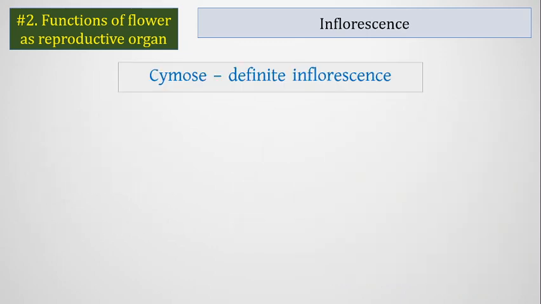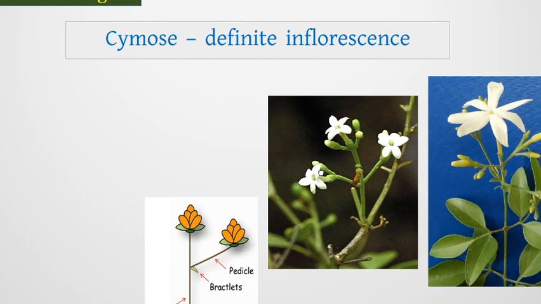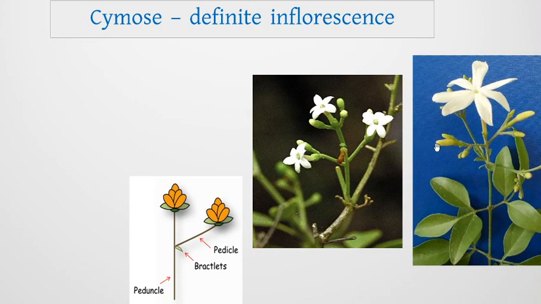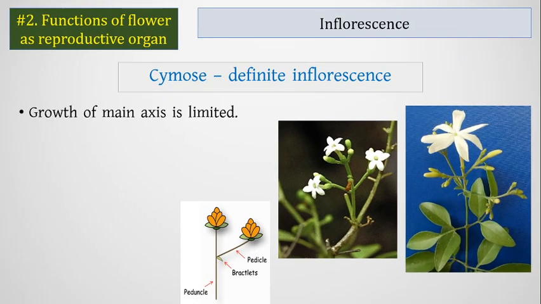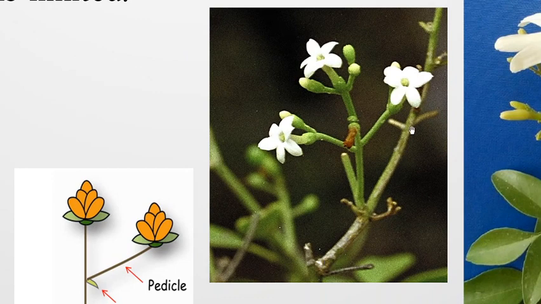Now when we talk about cymose, definite inflorescence, at first we see the examples. The examples are jasmine. One kind of jasmine is Belly, one kind of jasmine is Jui. So both are called jasmine. Now its growth is definite. The growth of the main axis is limited. How? We see that from the stem a flower stalk has emerged. This green part, this flower stalk that has emerged, is called the peduncle.